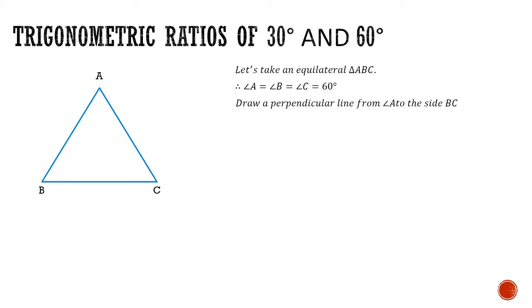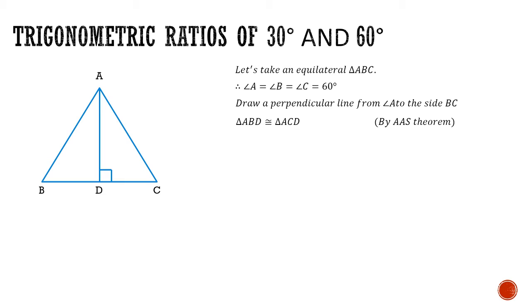I will draw one perpendicular line from angle A, which will reach the side BC and meet at point D. Now this will basically divide my triangle into two parts: one triangle ABD and one triangle ACD. And both of these triangles are identified to be congruent to each other by the AAS theorem.